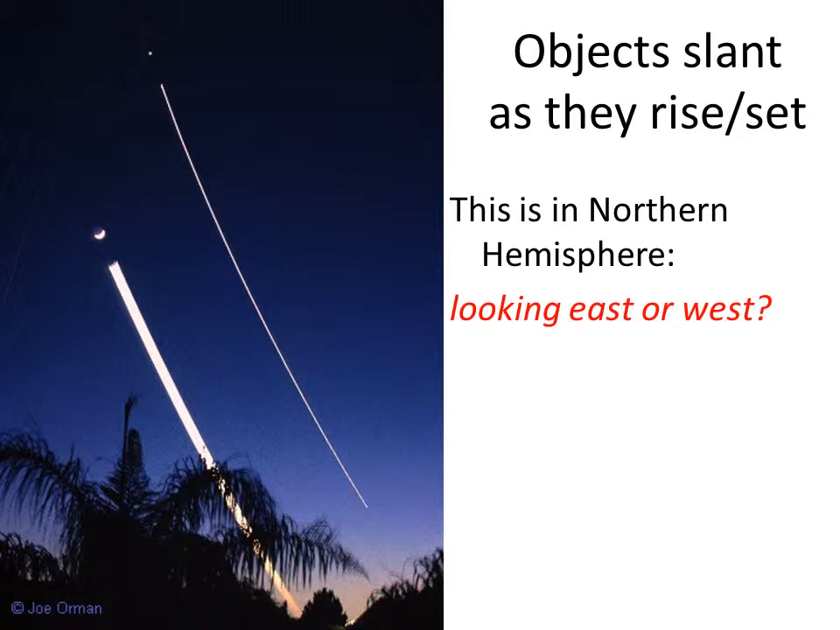Well, let's think. If you're looking east, that's where things rise. And in the Northern Hemisphere, when they rise, they swing to the south. So they have to swing to the right. That's not what's going on here. So this is not rising. It's not looking to the east. Well, does it work for the west? If we're looking to the west, as they set, they should swing down towards the north. And yes, that's exactly what we're seeing here: we're looking towards the west, and the objects are slanting towards the north as they set.